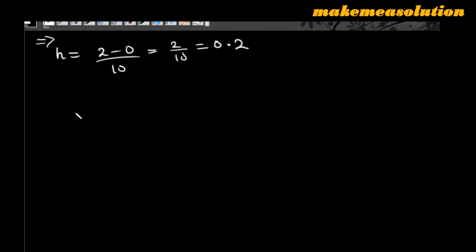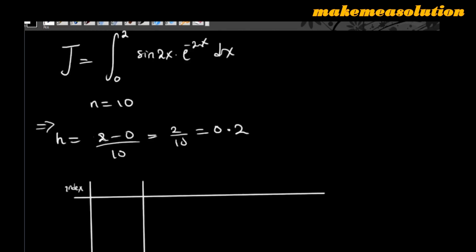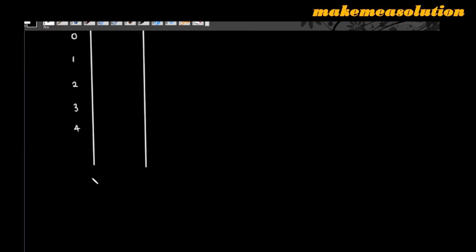So with this, I'm going to prepare a table. I'm going to prepare the table to have the following columns. The first column is going to be my index. The index will always start from 0. You can start with 0, and you now have 1, 2, 3, 4. So you run from 0 to n. So index runs from 0 to n. Is that okay? From 0 to n. So 0, 1, 2, 3, 4.